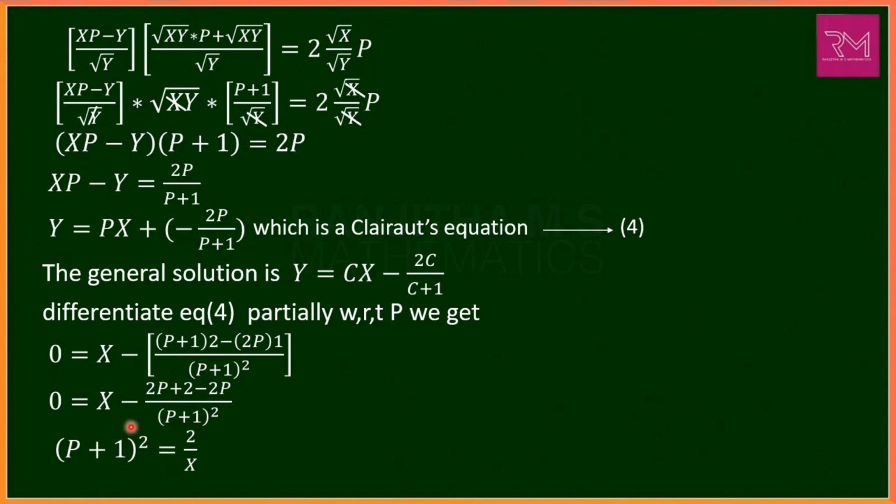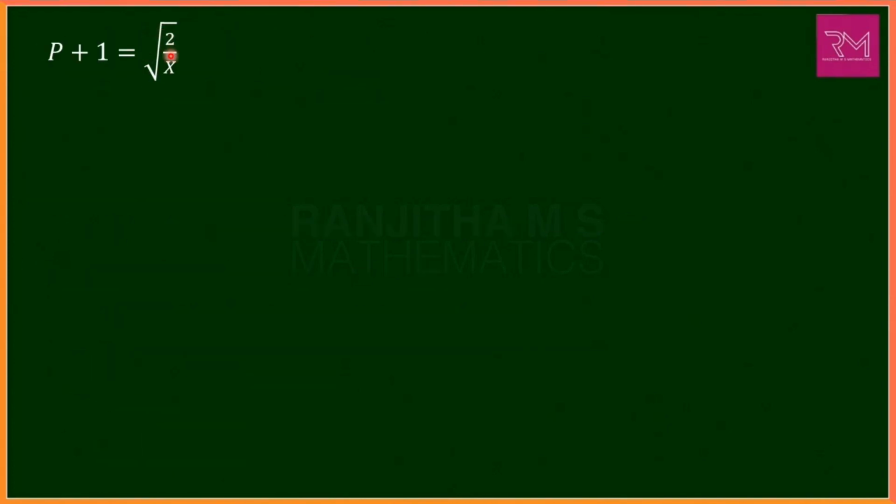That becomes p plus 1 whole square is equal to 2 divided by x; this x goes to the right hand side, that goes to the denominator, that is 2 divided by x. If we take this square to the right hand side, that becomes square root. We get p plus 1, which is equal to square root of 2 by capital X, or we can take p as square root of 2 by capital X minus 1. This is the value of capital P.